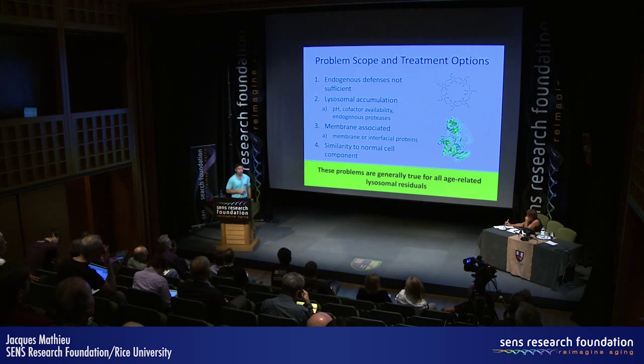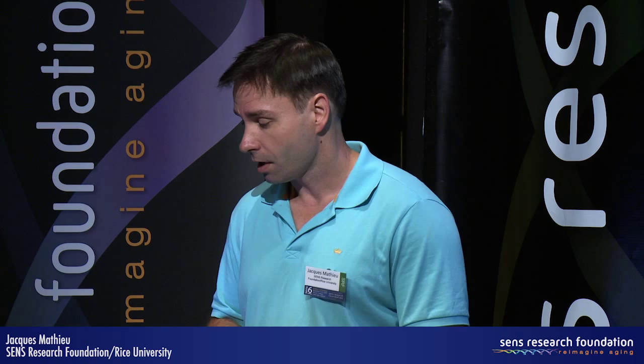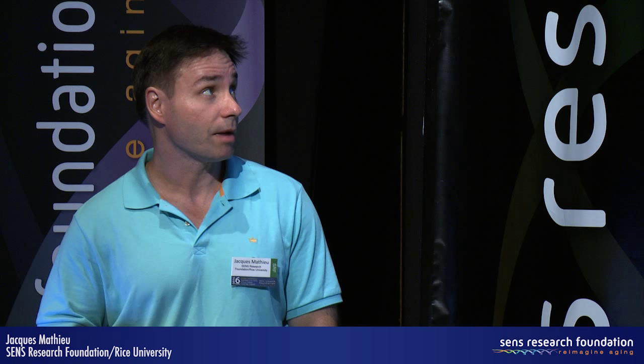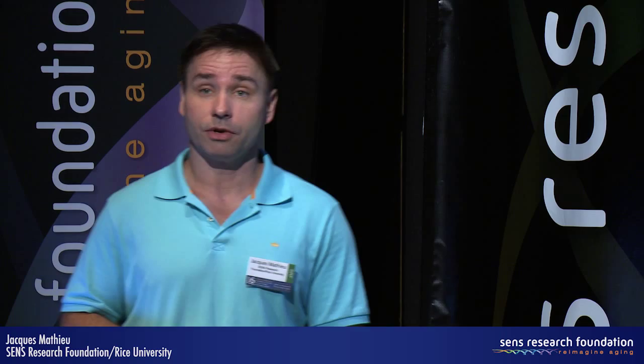The first was that the endogenous defenses were not sufficient to actually clear this molecule. Some of the other problems we had to consider: one is that this accumulation, we believe, is happening in the lysosome. So if we wanted to use an enzymatic route, the thing we had to think about is the lysosomal environment. The pH could be lower. There's probably reduced availability of certain cofactors, so that limits our enzyme choice.